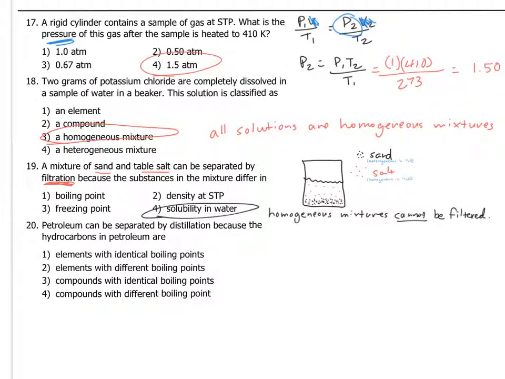And there you go. Lastly, number 20, petroleum, which is the crude form of oil, can be separated by distillation because the hydrocarbons, these are the different types of substances that are in the oil, can all be separated from each other because they have different boiling points. They're not elements, they are compounds, these hydrocarbons. So compounds with different boiling points allow us to do distillation. Specifically, this kind of distillation is referred to as fractional distillation.